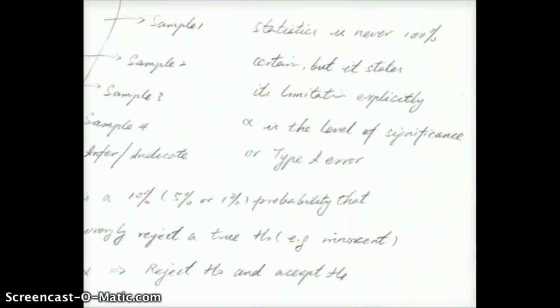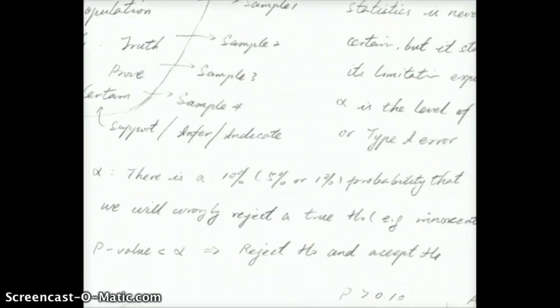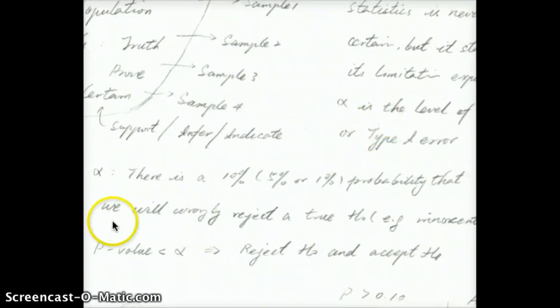Because statistics is never 100% certain about something, and it always states its limitation explicitly, clearly telling the users of the research results where the limitation of their analysis is. That limitation is the level of significance, or the type 1 error. The type 1 error means we wrongly reject a true null hypothesis. For example, we put some innocent people into jail. That is the type 1 error.